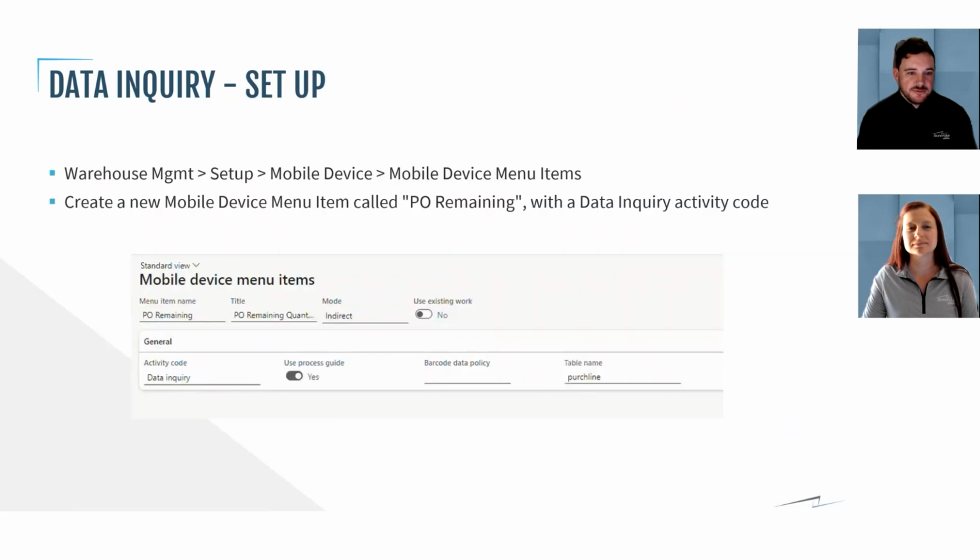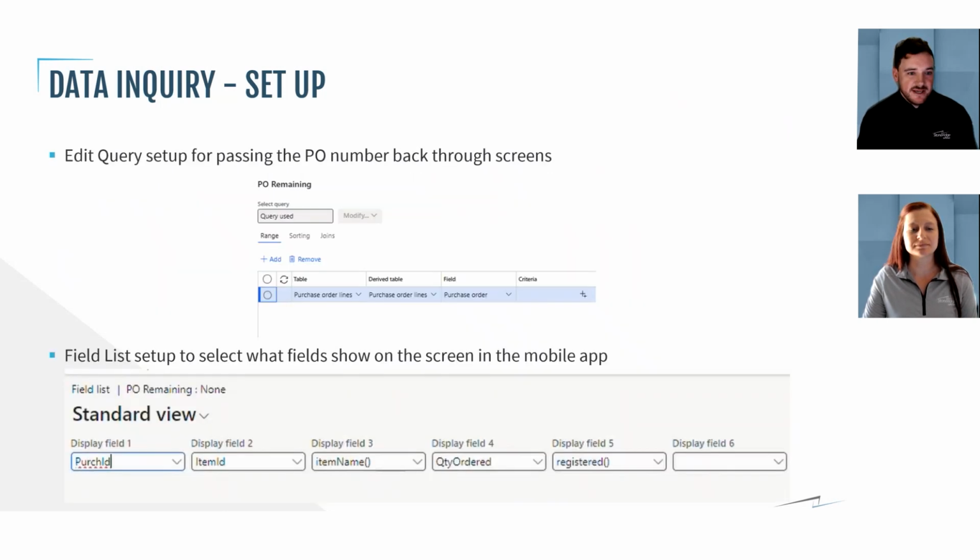In order for this to be possible, there will be some configuration that we'll need to set up. So first we can navigate to the mobile device menu item screen within the warehouse management module, where we can create a new menu item labeled PO remaining quantity with a data inquiry activity code. Next, on this menu item, we'll need to edit the query for passing the PO number back through the screens. And then we will also need to edit the field list setup to select what fields we want to show on the screen in the app. As you can see in the screenshot at the bottom, we have selected the purchase order ID, item name, quantity ordered, and quantity registered.